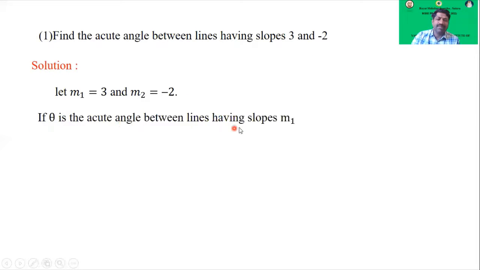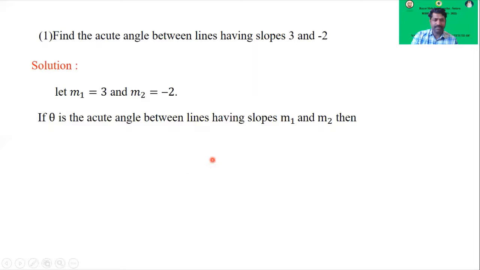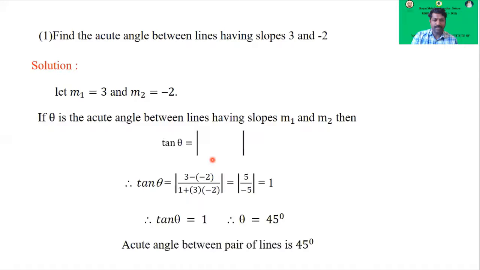If theta is the acute angle between lines having slopes m1 and m2, then we have the formula tan theta is equal to mod of m1 minus m2 upon 1 plus m1 into m2. Now putting the values, replacing m1 by 3 and m2 by minus 2. So 3 minus of minus 2 is plus 5, 3 into minus 2 is minus 6 plus 1 is minus 5, mod of 5 upon minus 5, that is 1. So tan theta is 1.